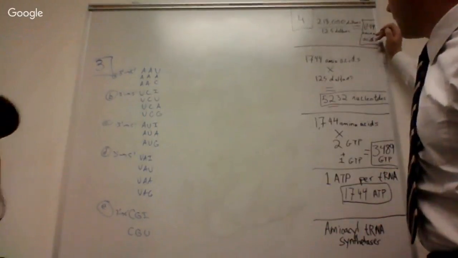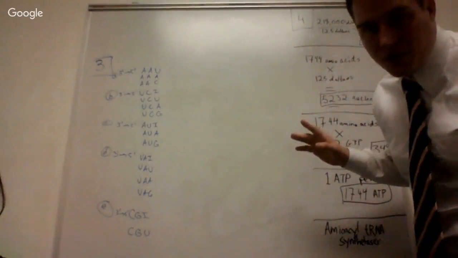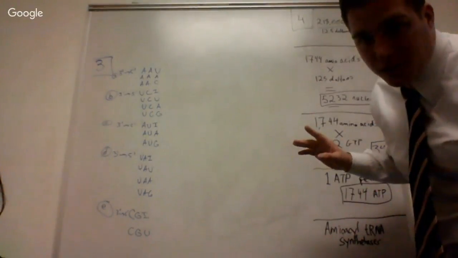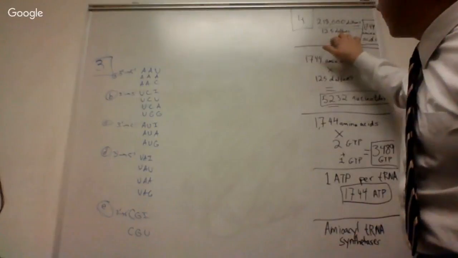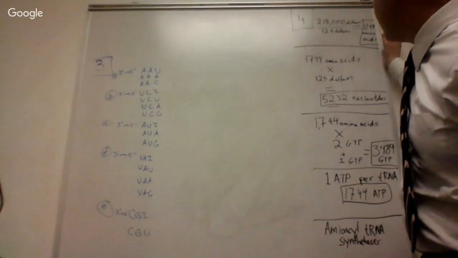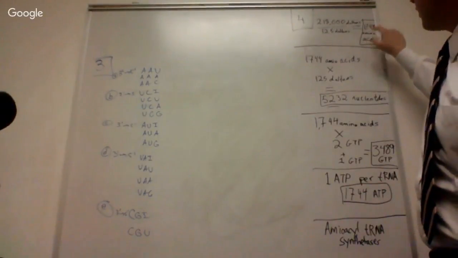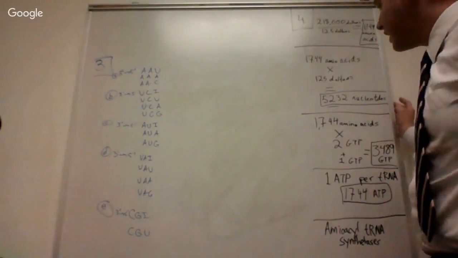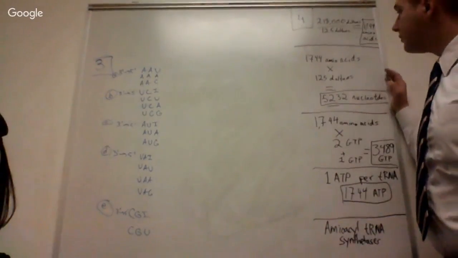we know that there are 125 Daltons on here, and 125 Daltons is one amino acid. So that gives us 1,744 amino acids.